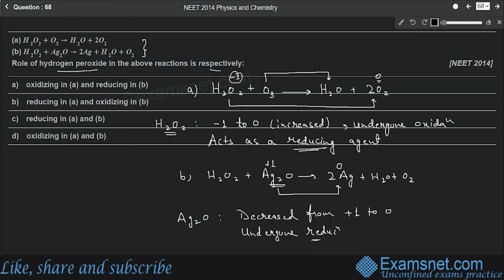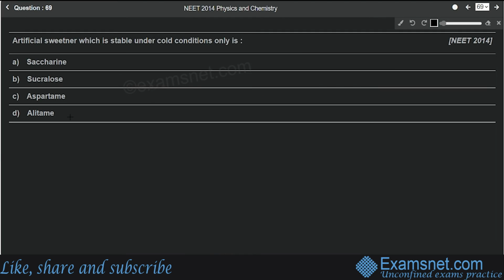And who is responsible for the reduction of silver oxide into silver? Hydrogen peroxide. So hydrogen peroxide again is acting as the reducing agent. So in the first reaction, hydrogen peroxide was reducing ozone into water, and in the second reaction, it is reducing silver oxide into silver. So in both the reactions, hydrogen peroxide is acting as the reducing agent. That means option C will be the correct answer, reducing in A and B.